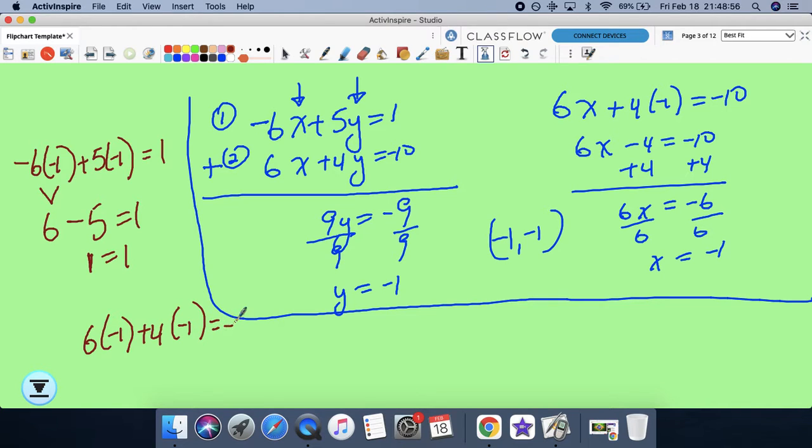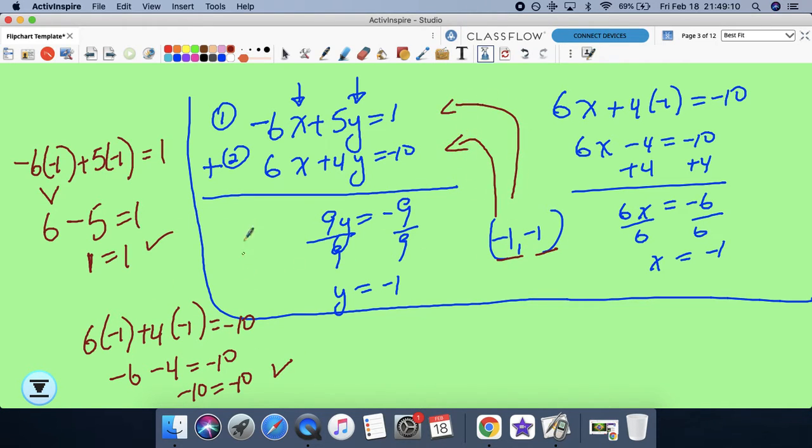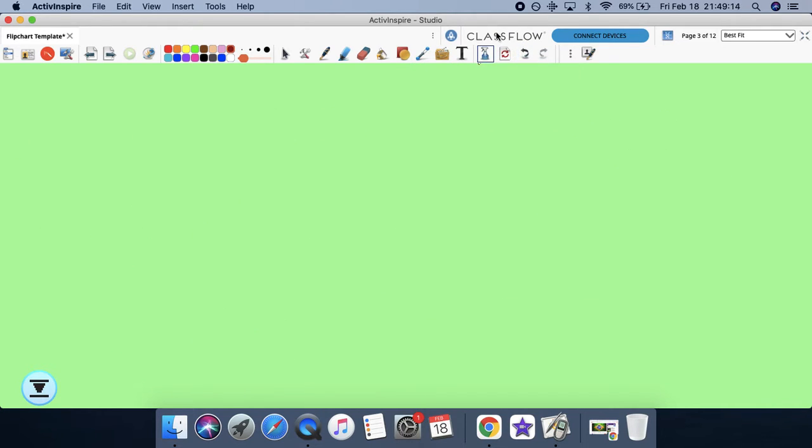For equation 2, we get 6 times negative 1 plus 4 times negative 1, and that should give you negative 10. 6 times negative 1 is negative 6. 4 times negative 1 is negative 4. And that works out nicely. So negative 1, negative 1 satisfies this one and this one. Good.